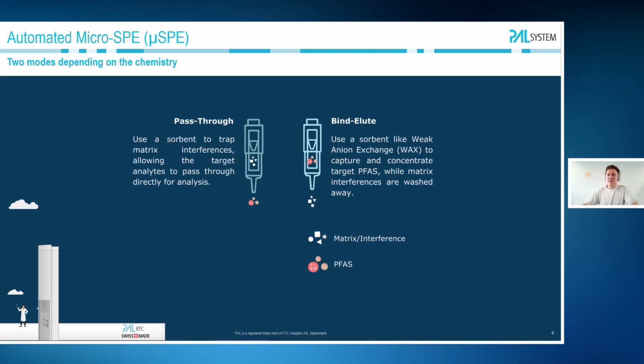On the other side, you have the bind and elute mode. This is the opposite. We use a specific solvent, like, for example, weak anion exchange or WAX sorbent, to capture and concentrate your target analytes, like the PFAS that are shown here, while the matrix interferences are washed away. We then elute our clean and concentrated analytes afterwards.